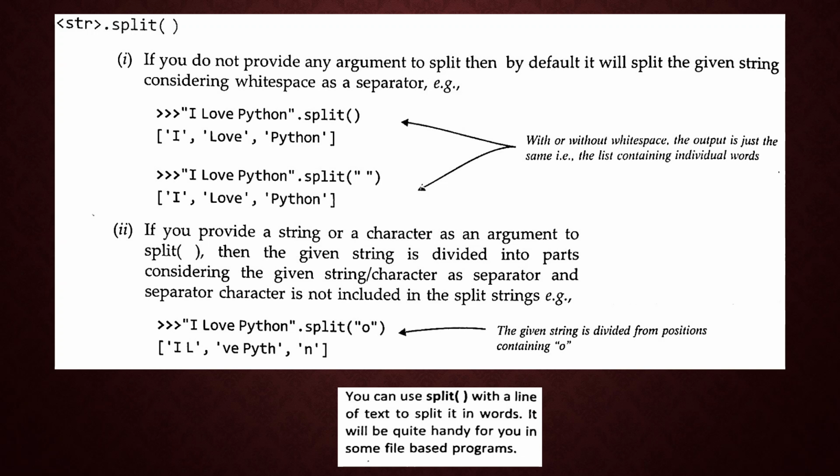Okay, and one more thing, if it is given in double quotes, I love Python in double quotes dot split, and double quotes we have to specify, that indicates the same thing. So what is explained in the last case, the same will be displayed. If you provide a string or a character as an argument to split, then the given string is divided into parts considering the given string or character as a separator, and the separator character is not included in the split strings.